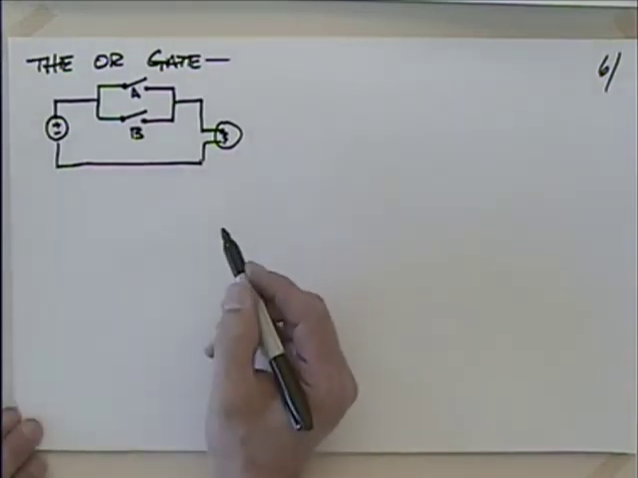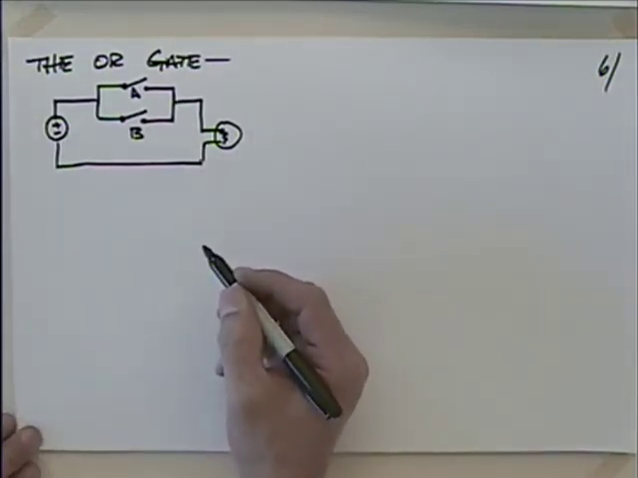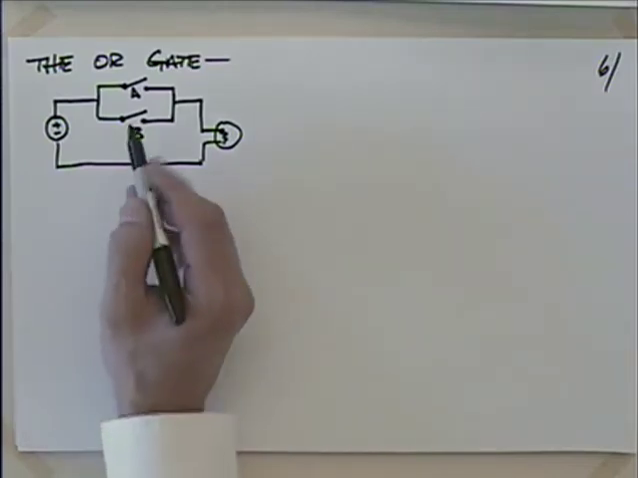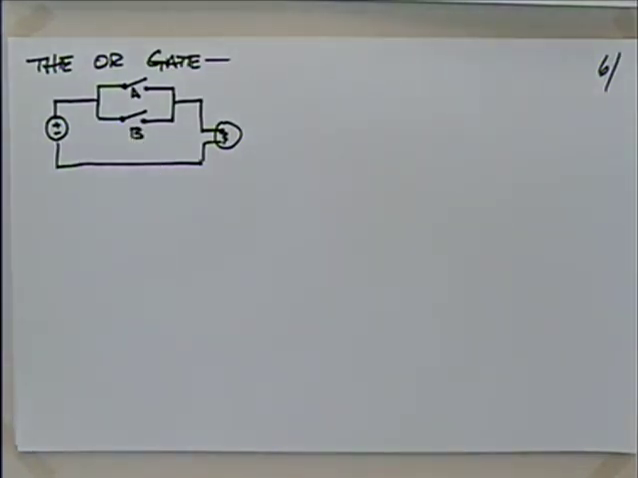And we'd have something like that. If I look at the way this works, if either one of the switches is closed or both of them are closed, the light's going to light, isn't it? Okay.